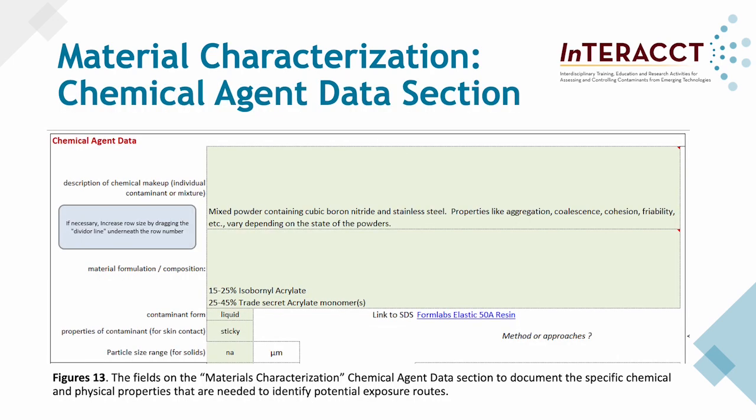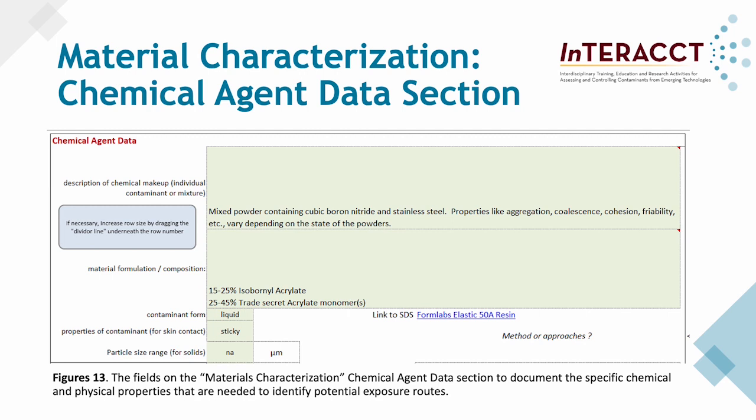At the top of the Chemical Agent Data section, shown here, there is a free text field to document the chemical or chemical mixture and characteristics of that chemical or mixture. In this example, we see that some properties, like aggregation, coalescence, cohesion, and friability, will vary depending on the state of the powders. These properties can impact the degree to which the powder's constituents will become and remain airborne and their potential pathway in the human respiratory system.